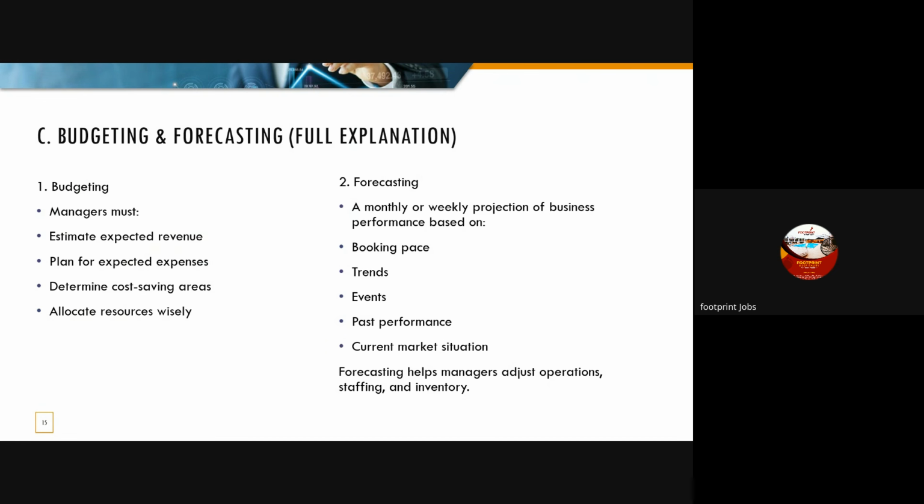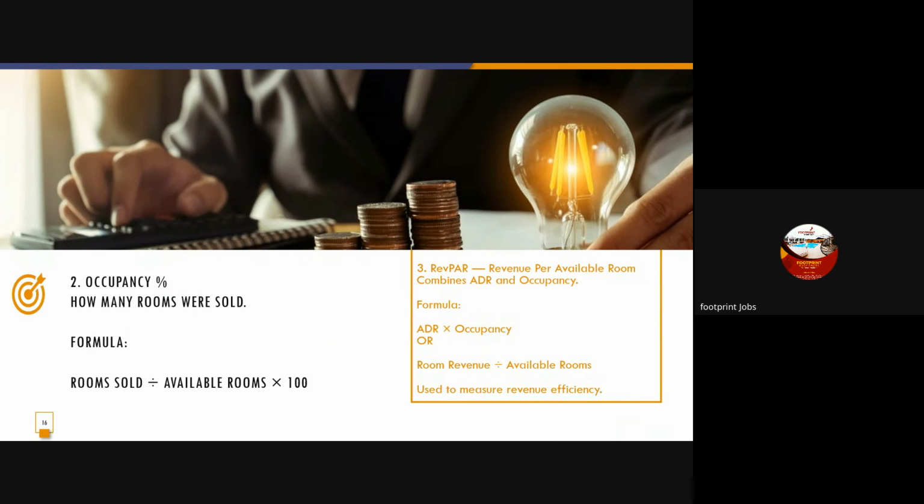Now, if you're running an apartment, it's also a smart period. Since others have raised their prices, you can stay at your normal price and use one or two things to mark up your profit. You can decide to offer maybe a chef and add money to your services, just to benefit from the market situation. Forecasting helps managers adjust operations, staffing, and inventory. That's what forecasting helps managers do.